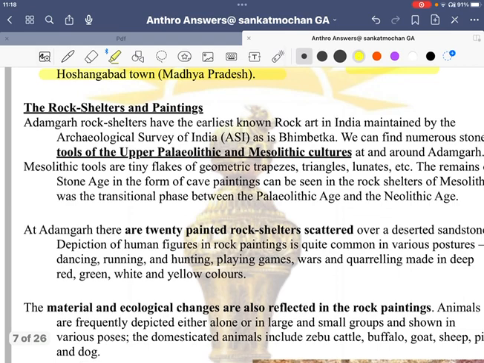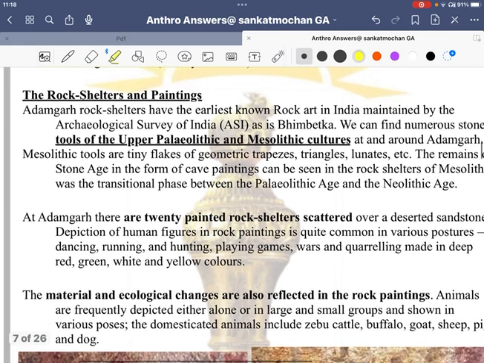See, now here also what we have to do is see about rock settler painting. Tools also are very important, so I have included tools also. Adamgarh rock shelters have the earliest known rock art in India, maintained by the Archaeological Survey. See, आदमगढ़ नाम ही है आदम. Adam is like the old thing. Adamgarh rock shelters have the earliest rock art in India. This is very important. As is Bhimbetka. They both are of the same time zone.